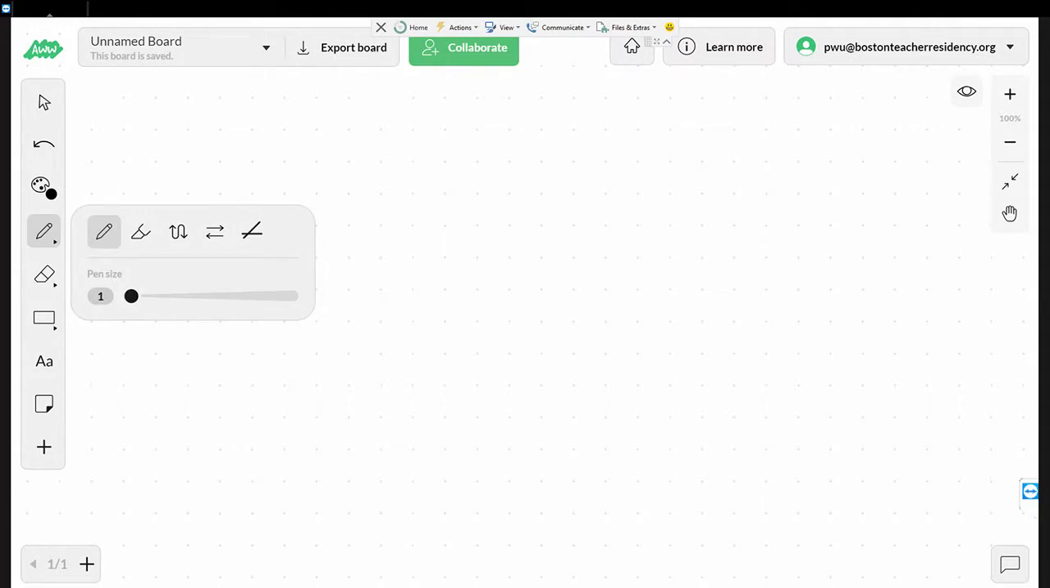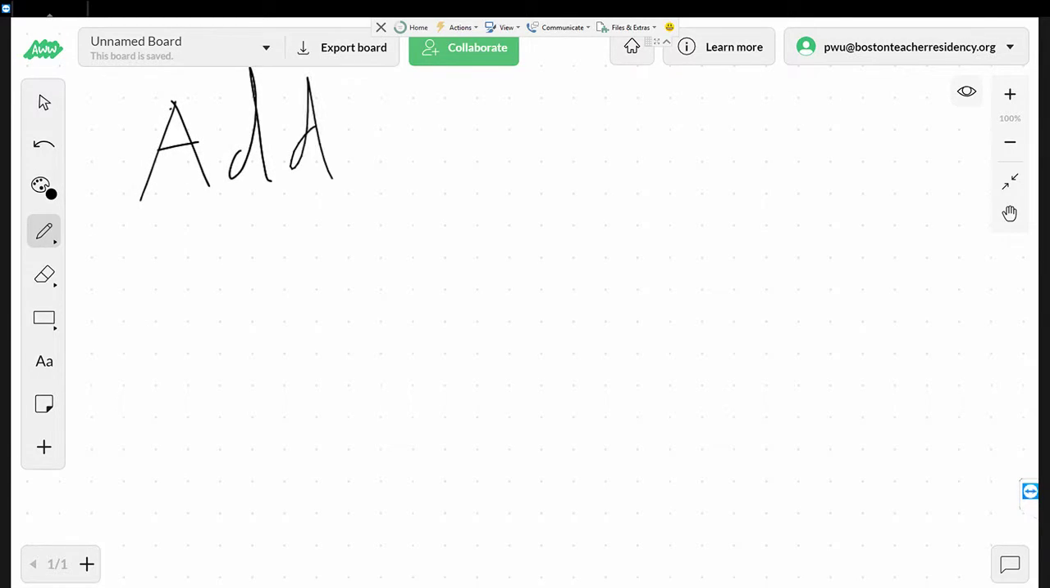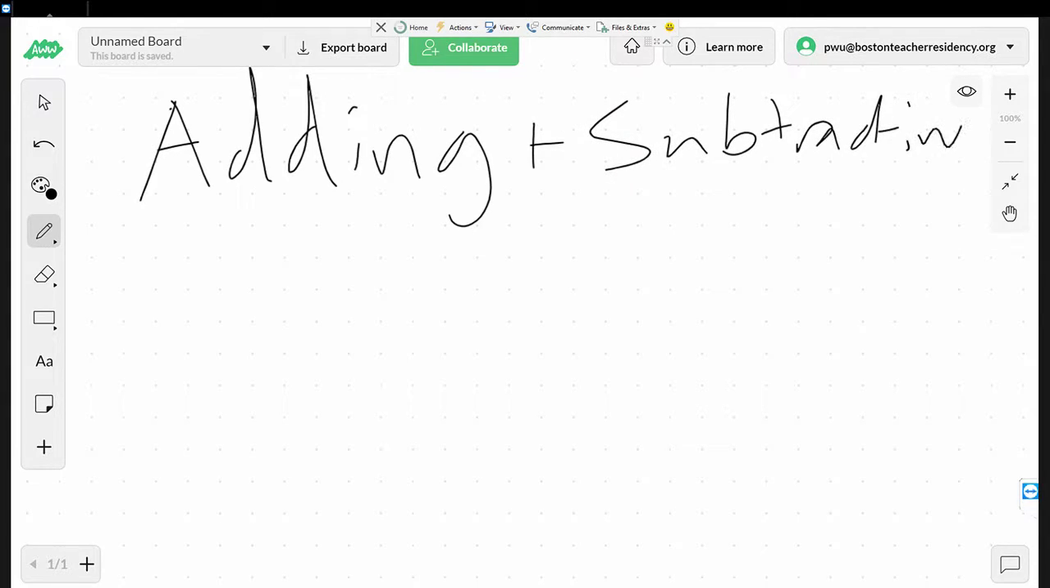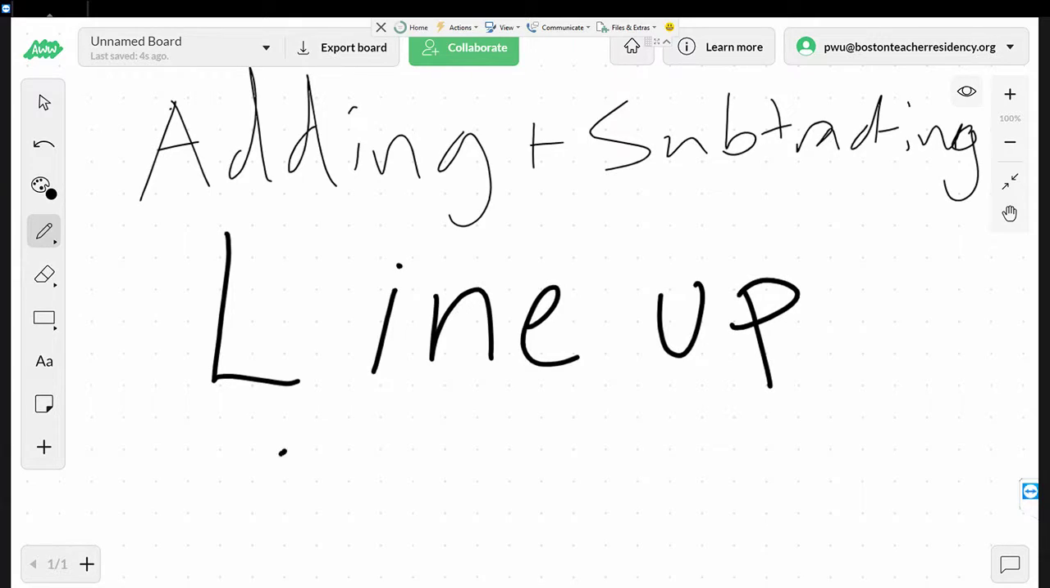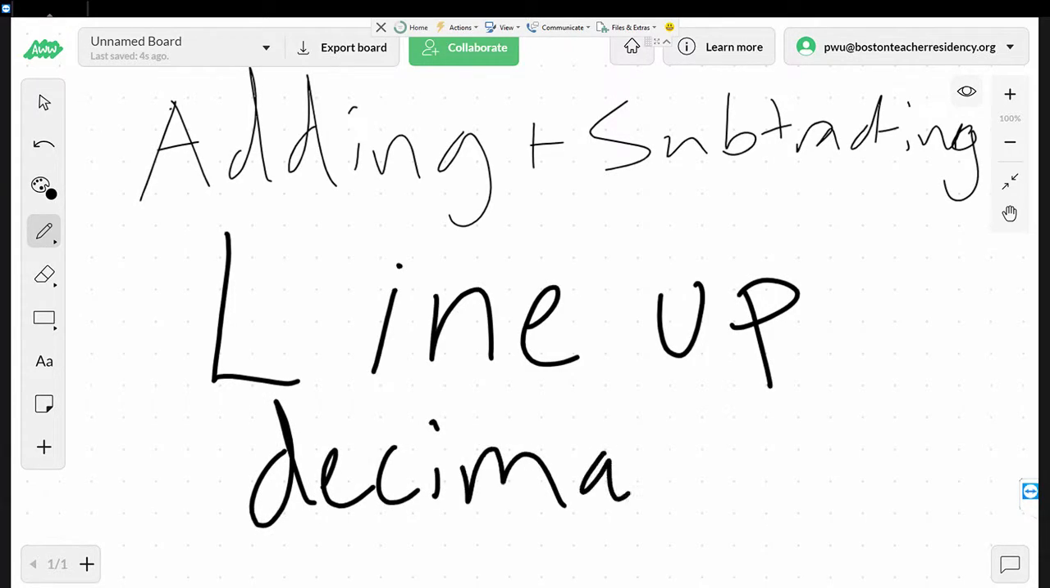So, I'm going to make some quick rules. For adding and subtracting, what you're going to end up doing is doing the problem like normal and lining up the decimals. So what's important? You have to line up the decimals. And that's about it. So we're going to do a quick example.